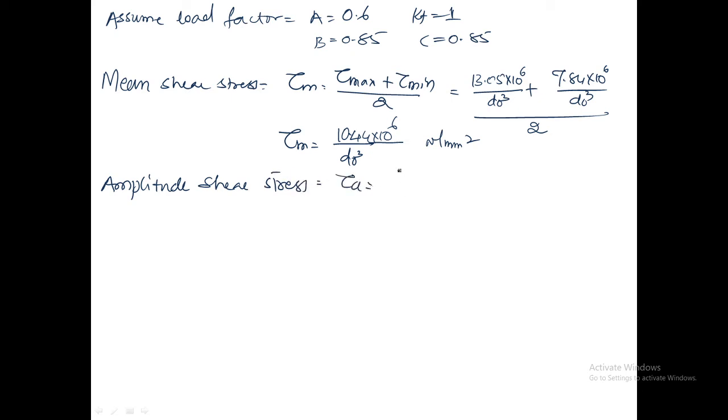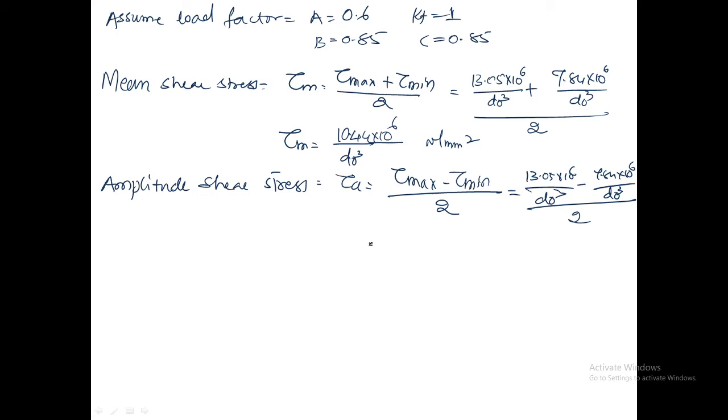So, tau A equal to tau max minus tau minimum divided by 2. This is what: 13.05 into 10 to the power of 6 divided by d naught cube, minus 7.84 into 10 to the power of 6 divided by d naught cube, divided by 2. That gives 2.6 into 10 to the power of 6. Okay.